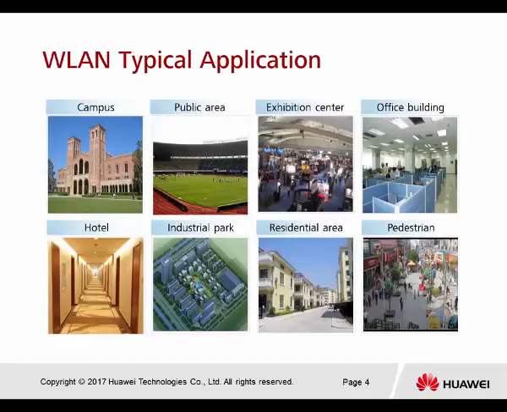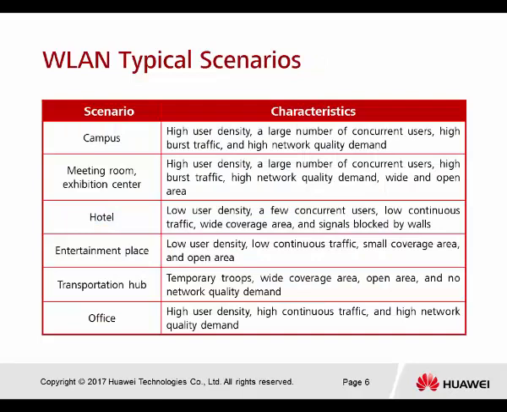This is an example of the application, including the campus, public area, exhibition center, office building, hotel, industrial park, residential, and pedestrian areas. All those locations also require the WLAN to perform wireless coverage. Of course, for different applications, the requirements for the AP and the configuration might be different. So here are some examples of the scenarios and their characteristics.